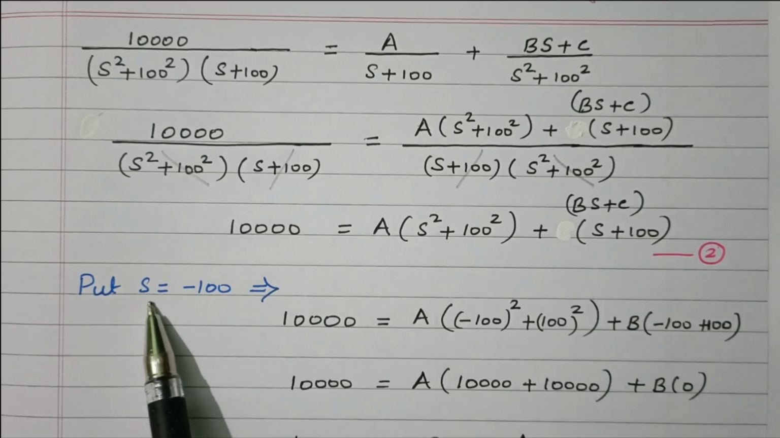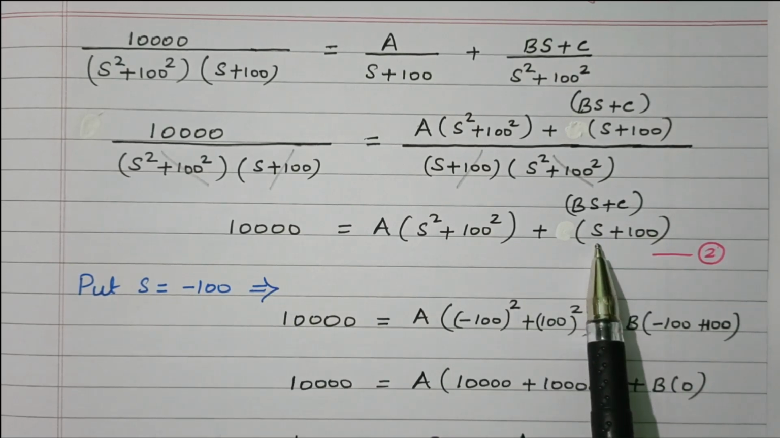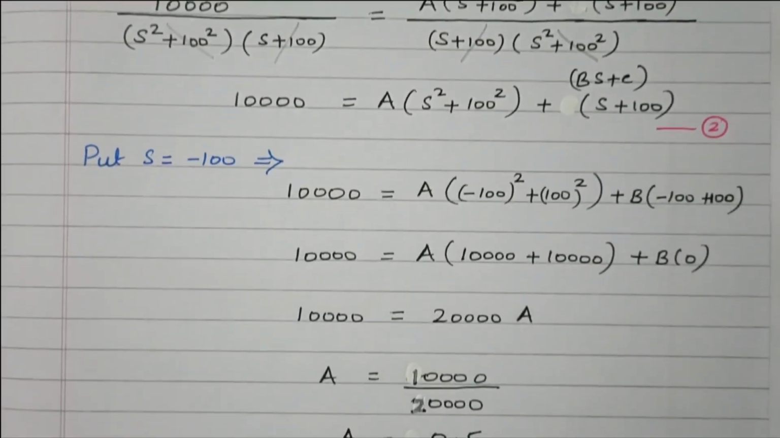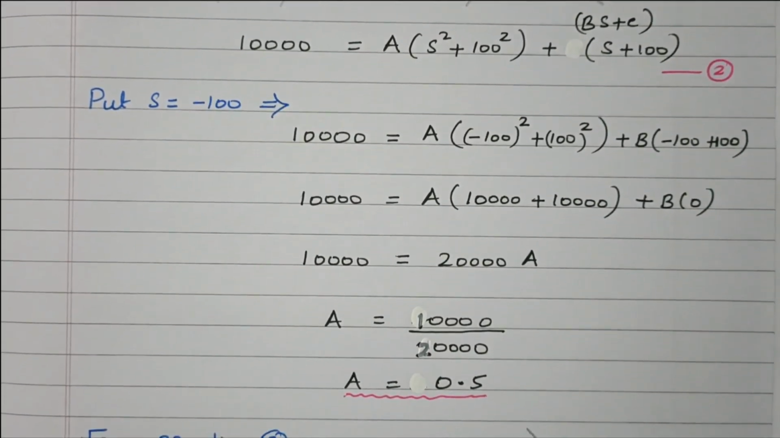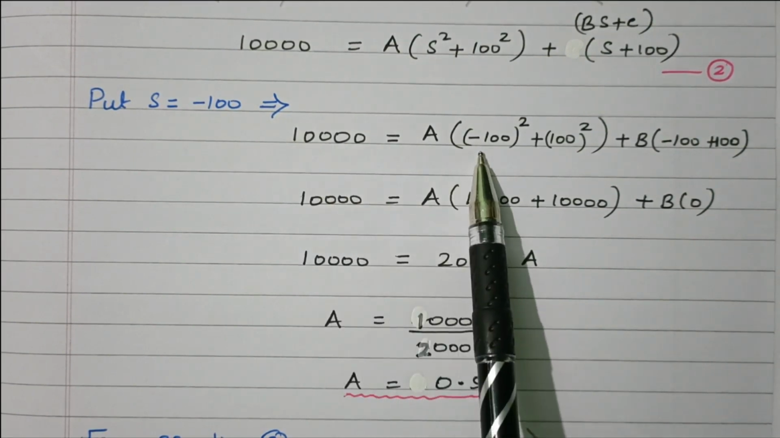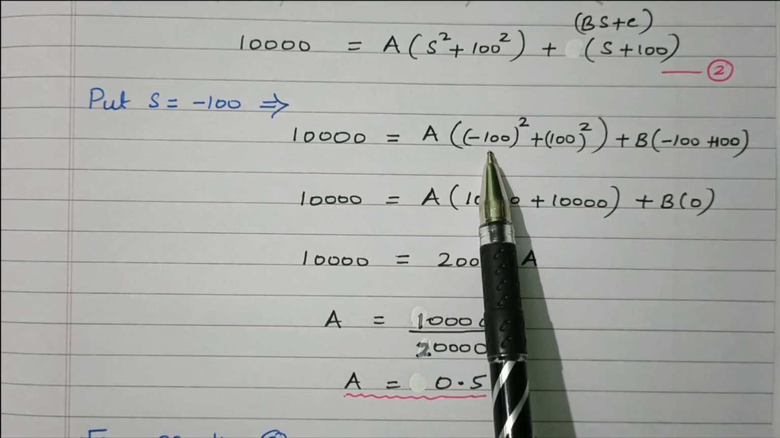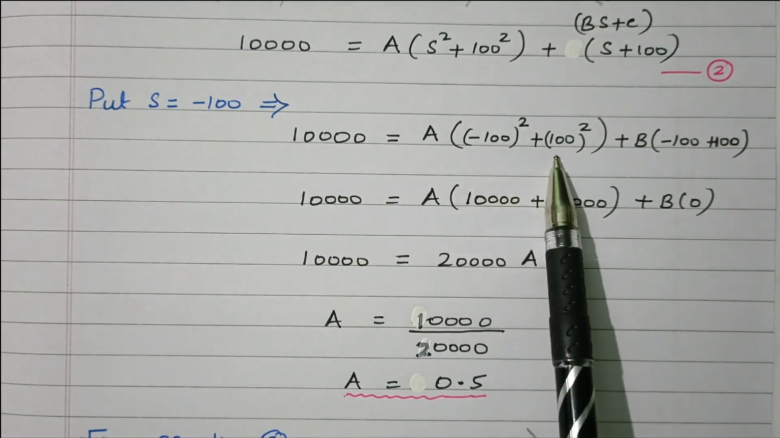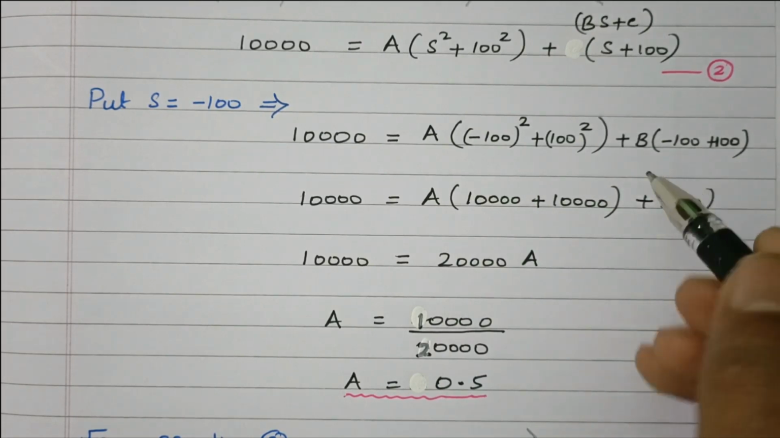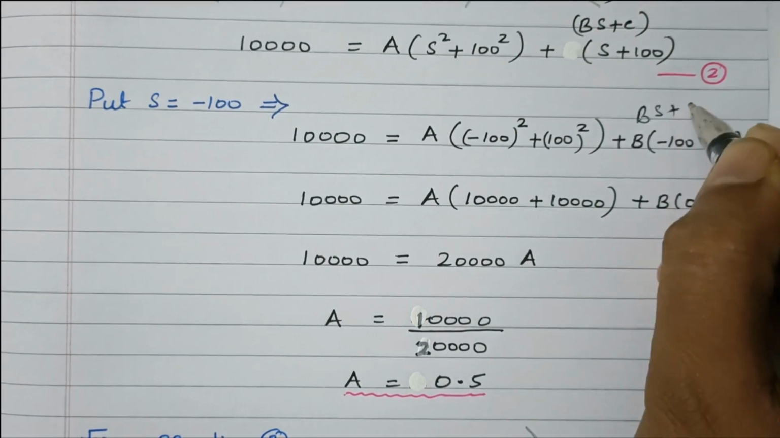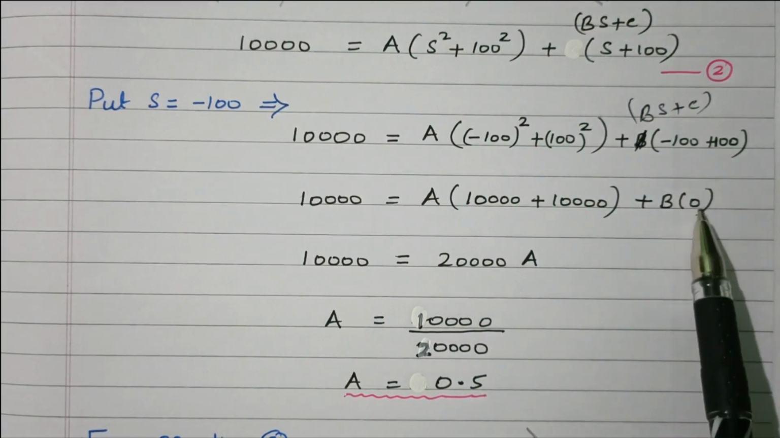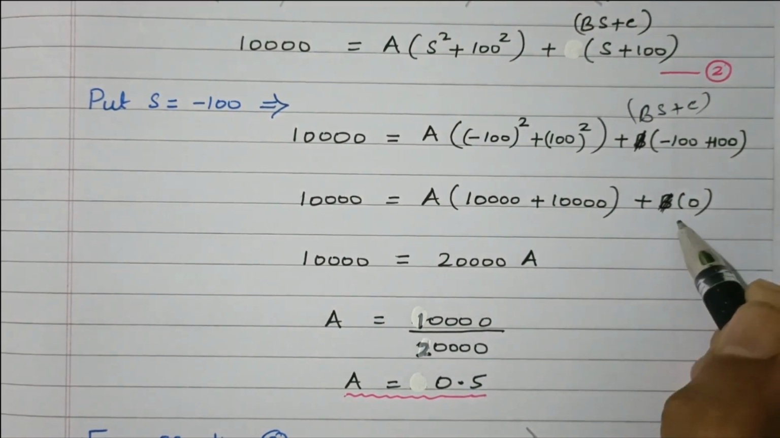So we need to decide the s value such that it will equate to 0. If you put s equal to minus 100, this term is 0. Now we'll see what happens if you substitute s equal to minus 100. So 10,000 equal to a of minus 100 square plus 100 square plus bs plus c into minus 100 plus 100. So this is nothing but bs plus c, right? Not only b, bs plus c. So the total term is 0. This term is 0. So here also it is 0.